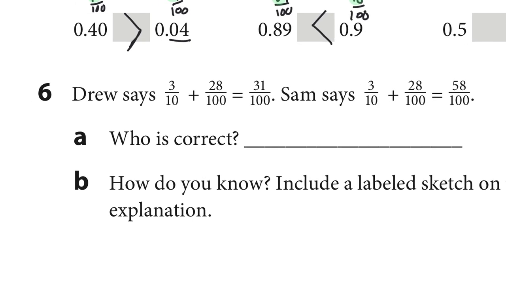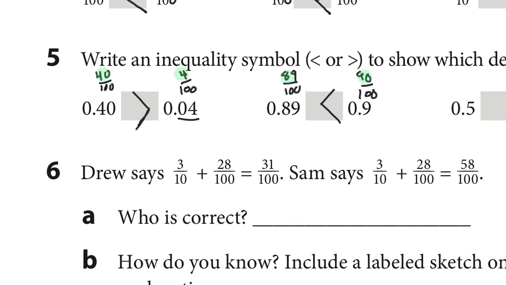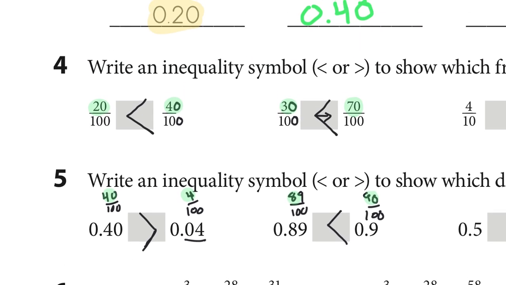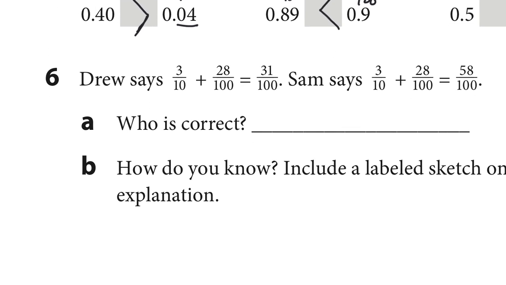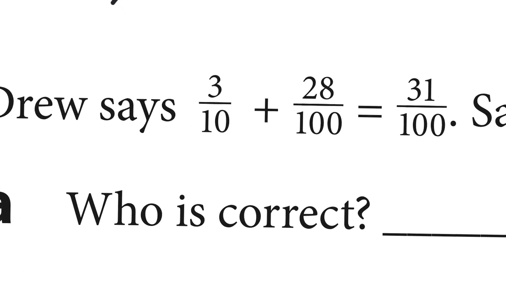Okay, check this out. Drew says 3/10 plus 28 hundredths equals 31 hundredths. Sam says 3/10 plus 28 hundredths equals 58 hundredths. We need to know who's correct. Well, don't you think we could use our information from up here when we were using our zeros rule, how we added zeros to make them comparable? I think now is the time to use it. And I'm just going to hop in here and see if it's true.